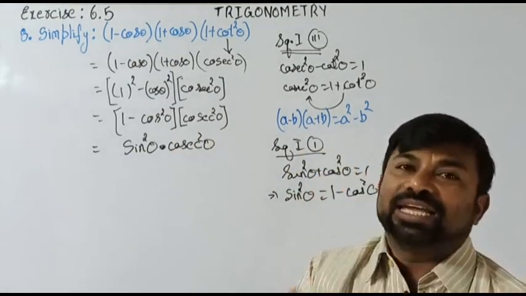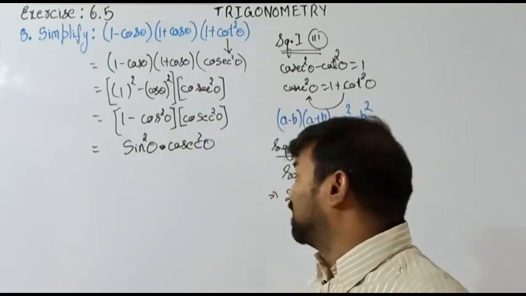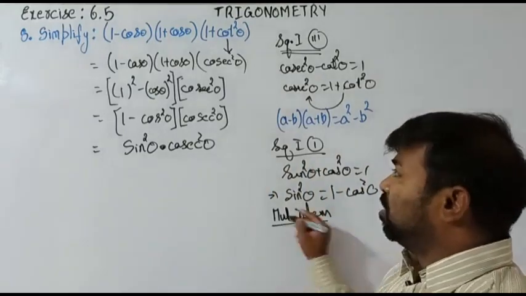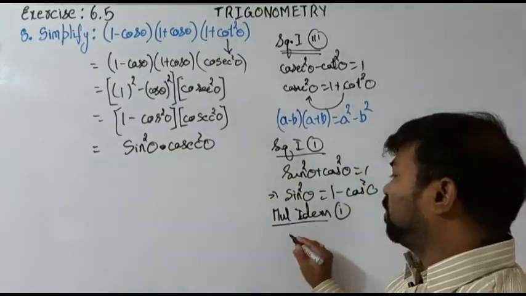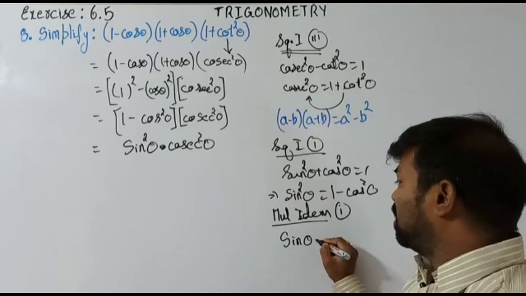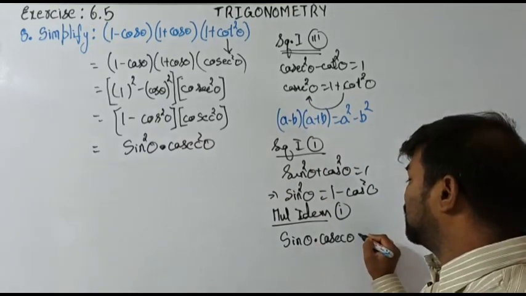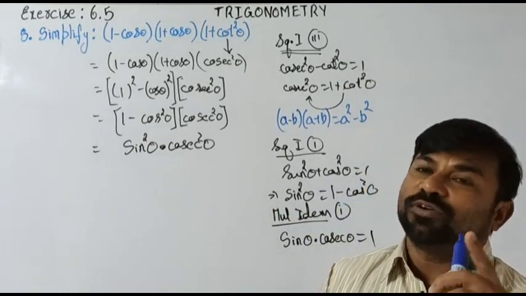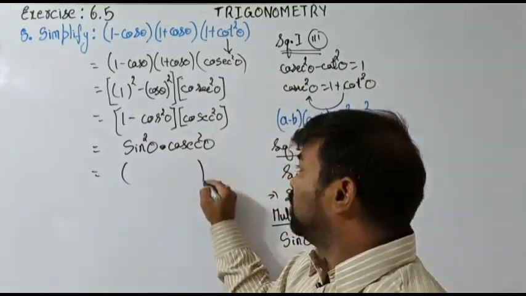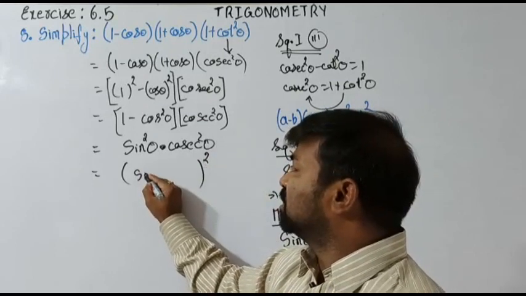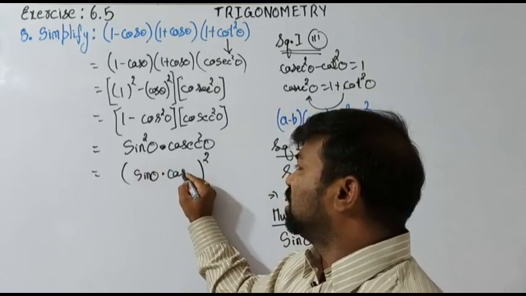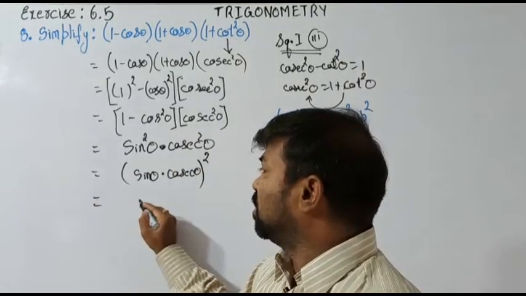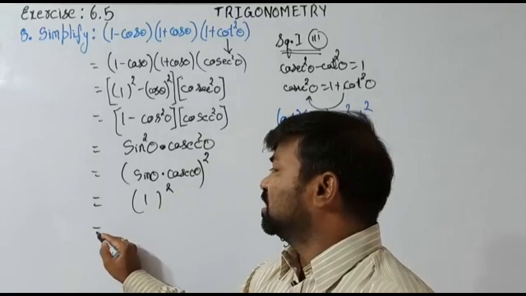Now everything is in terms of squares, but what else do we have here? Multiplication, which indicates that we are using multiplicative identities. Now let's get back to the multiplicative identity. What is multiplicative identity 1? Sin theta into cosecant theta is equal to 1. Since there is multiplication, we have to go for the multiplicative identity. Now I am converting this as a whole square, sin theta into cosecant theta. So sin theta into cosecant theta is how much? It's 1. So 1 whole square is nothing but 1.